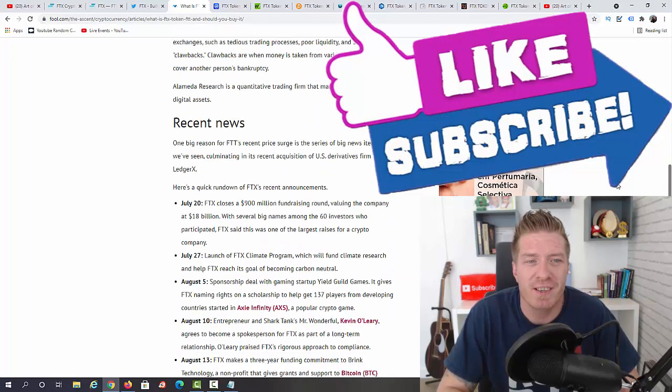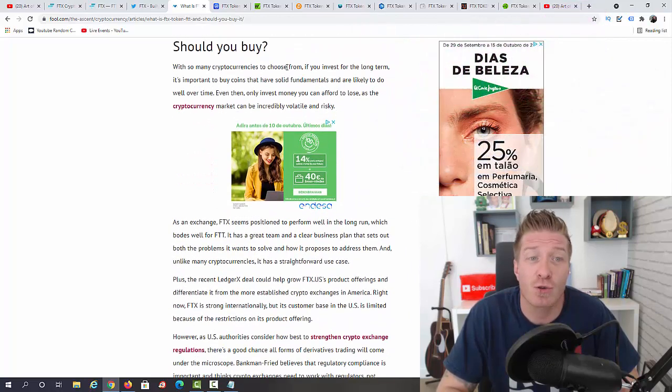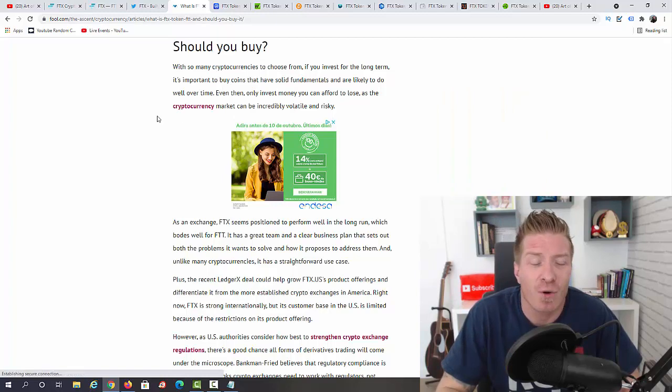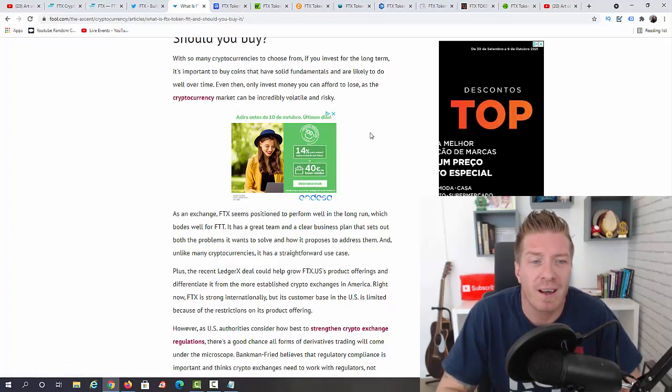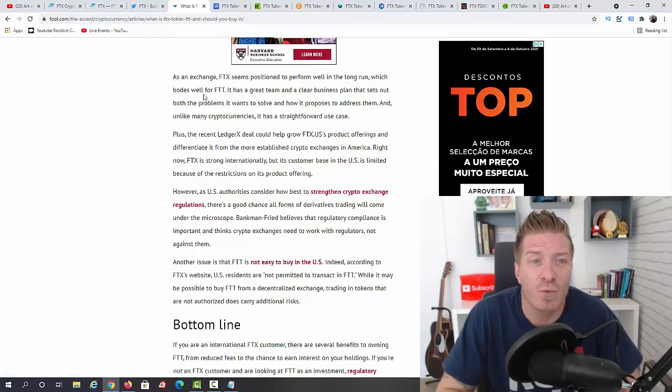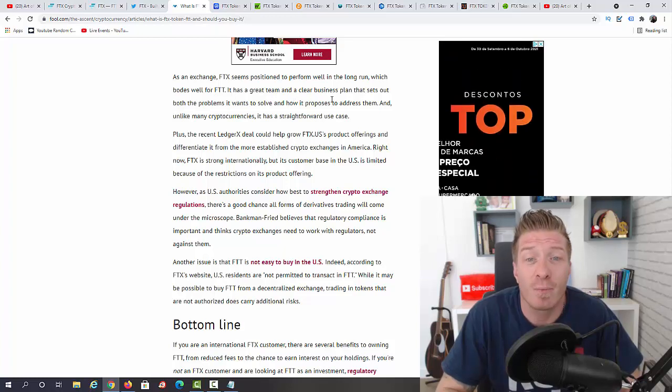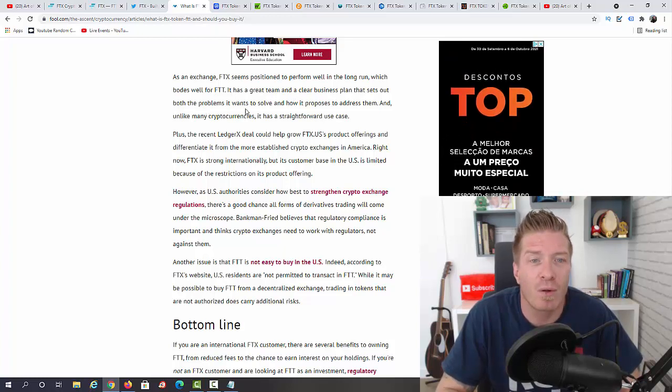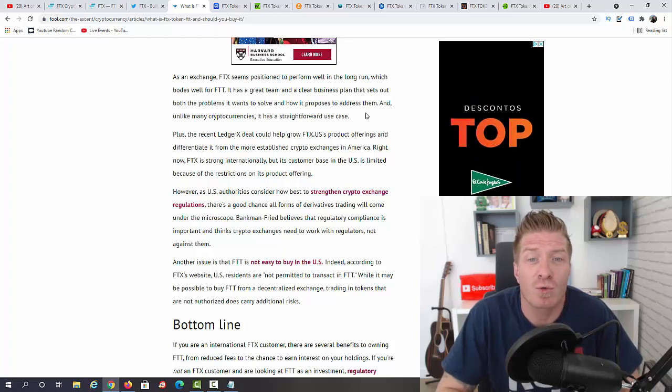We have more information about the research and recent news, but the question is, should you buy? With so many cryptocurrencies to choose from, if you invest for the long term, it is important to buy coins that have solid fundamentals and are likely to do well over time. Even then, only invest money you can afford to lose, as I always tell you guys, as the cryptocurrency market can be incredibly volatile and risky. As an exchange, FTX seems positioned to perform well in the long run, which bodes well for FTT. It has a great team and a clear business plan that sets out both the problems it wants to solve and how it proposes to address them.